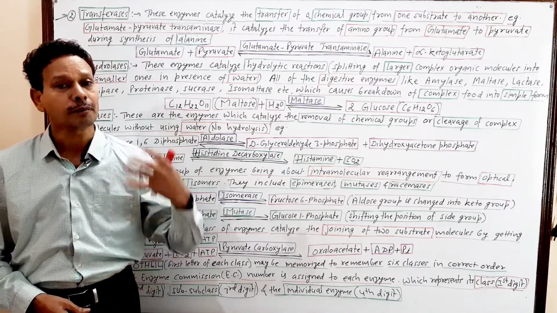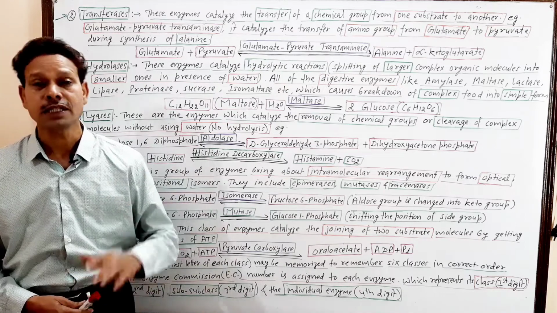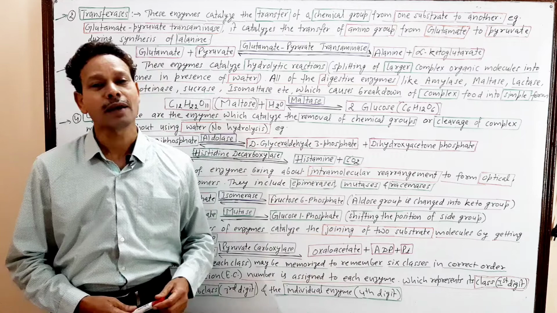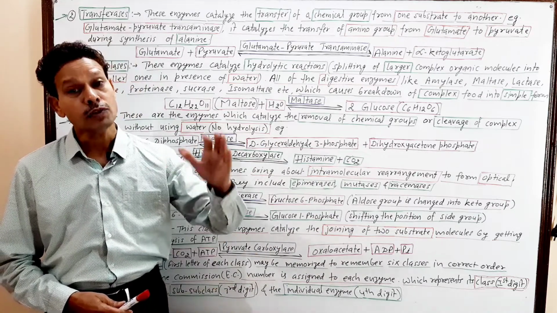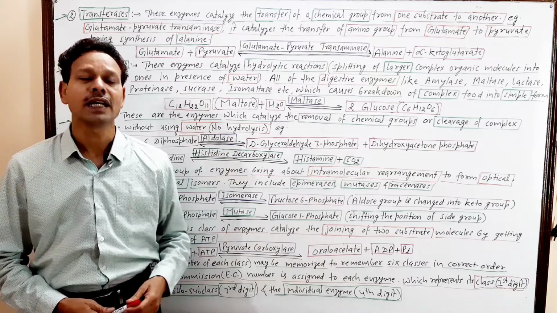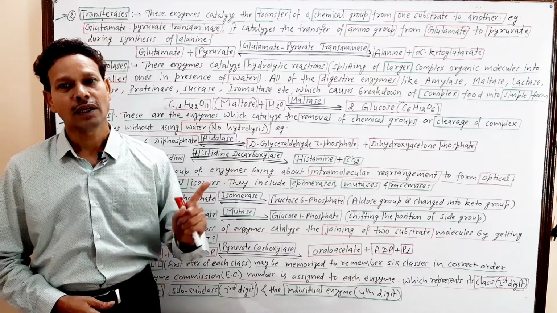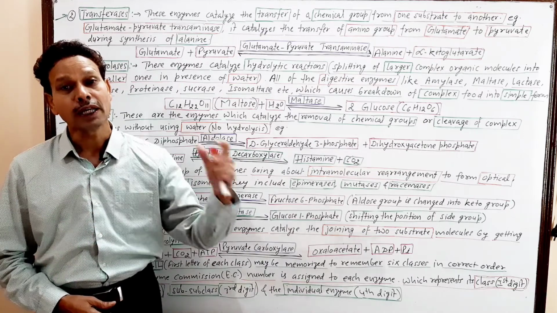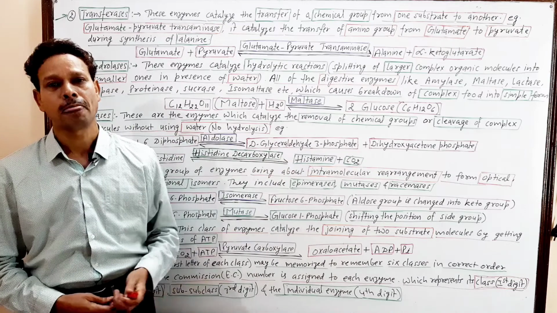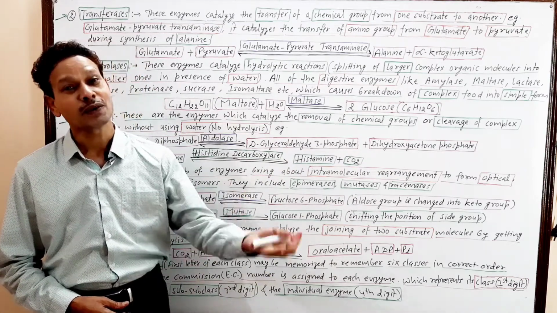Nomenclature means giving particular names to enzymes. Enzymes are named on the basis of the substrate molecule on which an enzyme acts. Enzymes are also named on the basis of their protein nature, which means the name ends with -ine, like trypsin, chymotrypsin. Enzymes are also named on the basis of their source.